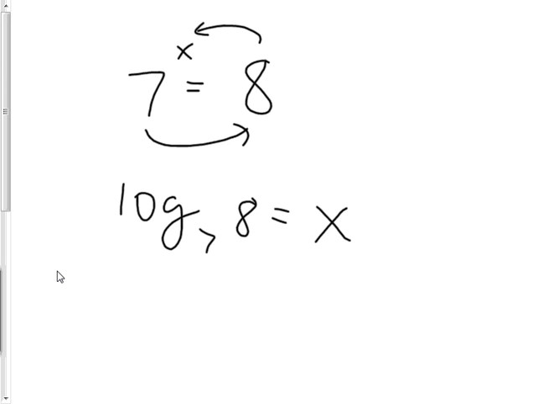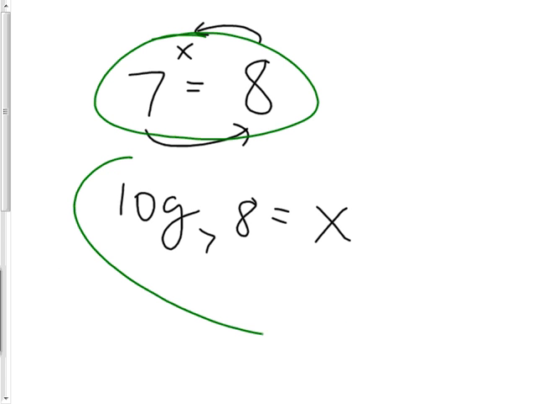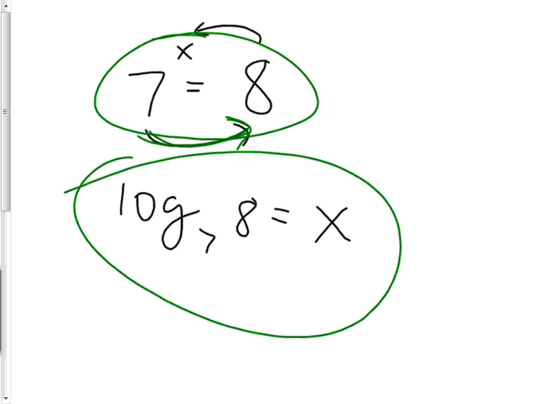All right, so logs are basically rewrites. This is day 2 of logs, and so I'm going to go through this kind of fast. But if you have a problem like this, an exponential problem, it can be written like this. Notice I had to go to the other side. I went 7, and then the 8, and then back to the x. These never go in order.